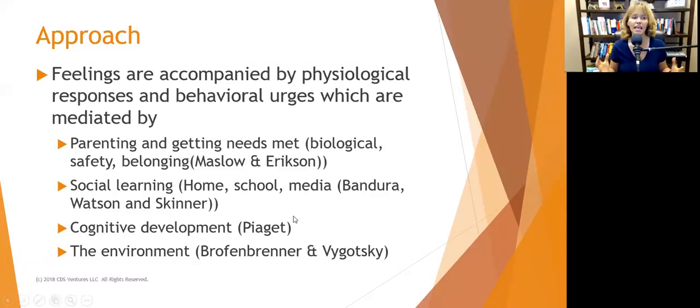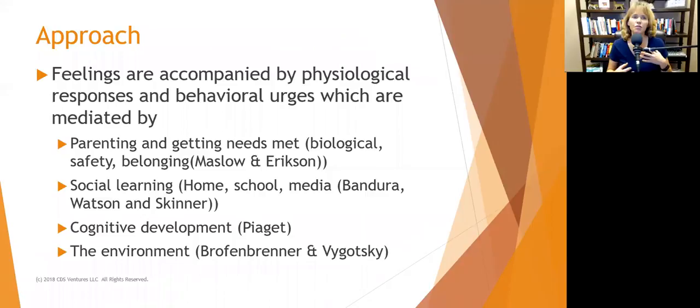So basically, we're taking this from a biopsychosocial perspective, recognizing that feelings are accompanied by physiological responses and behavioral urges. So whenever we have a feeling, if it's anger, for example, that's the word label that we put on it. But along with that, we have a physiological response that we've identified as anger. Our heart rate goes up, we may flush, we may shake, that whole fight or flight thing. And then we have behavioral urges. When we get angry, what do you want to do? Do you want to run? Do you want to fight? Do you want to scream? Do you want to fill in the blank?